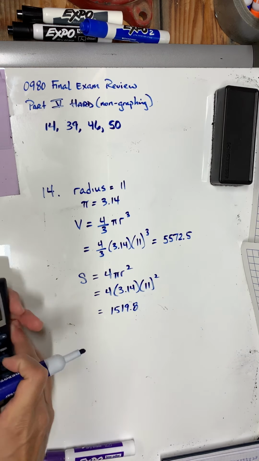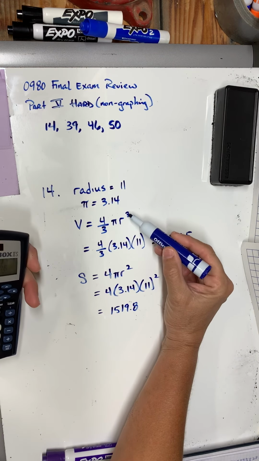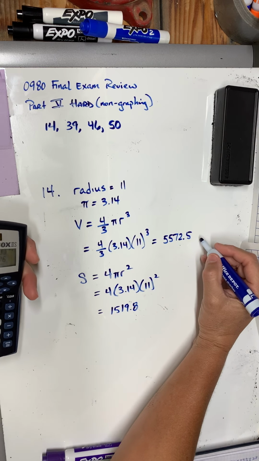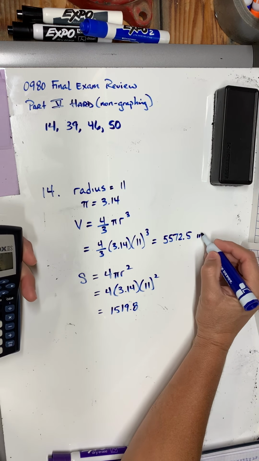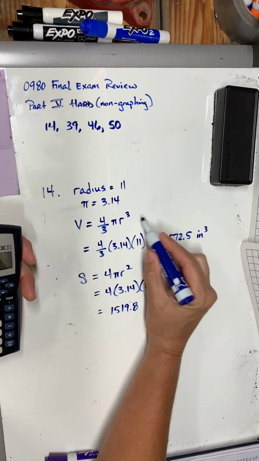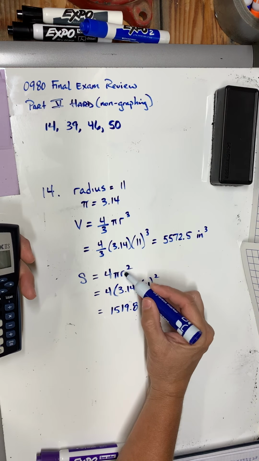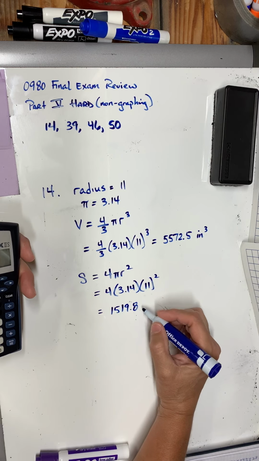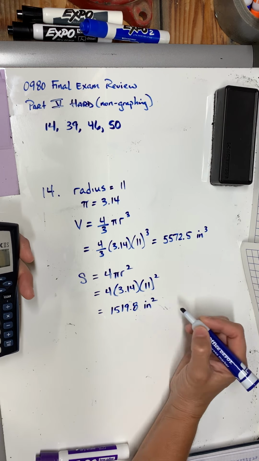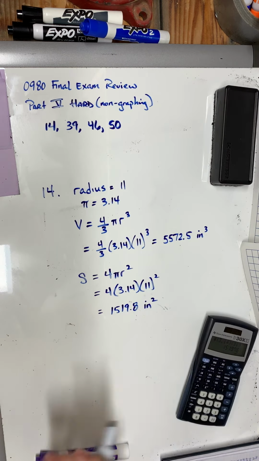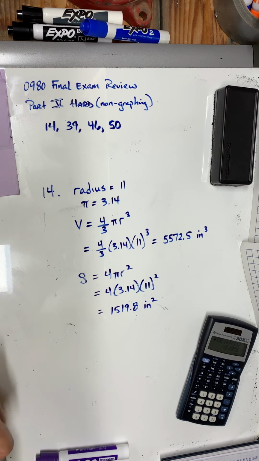So this is a volume. Notice that the power was r to the third power, so this is going to be inches cubed. Those powers will match. This is an area, surface area. Notice the highest power is 2, and so this is going to be inches squared. So yeah, I think that's kind of hard.